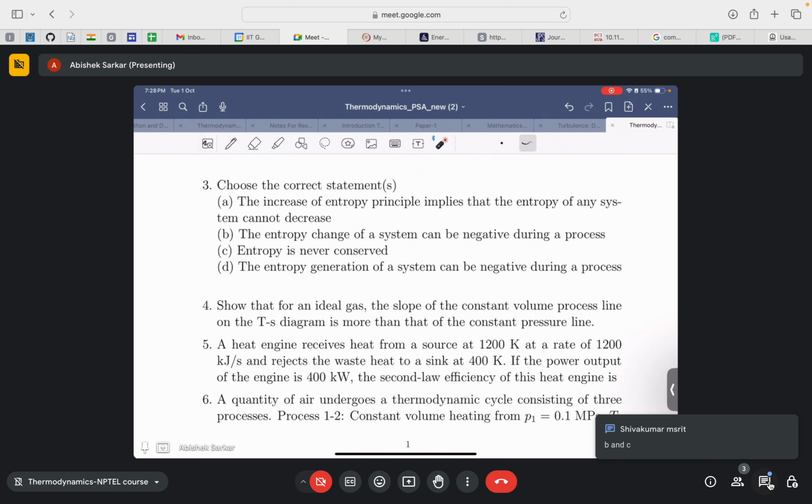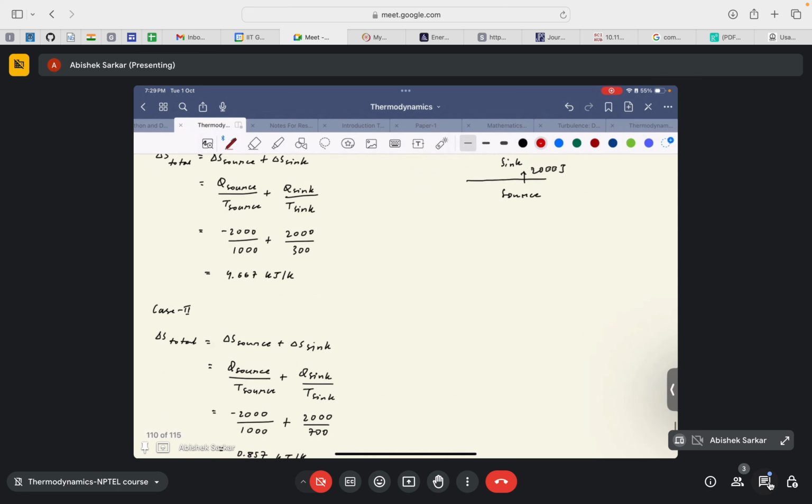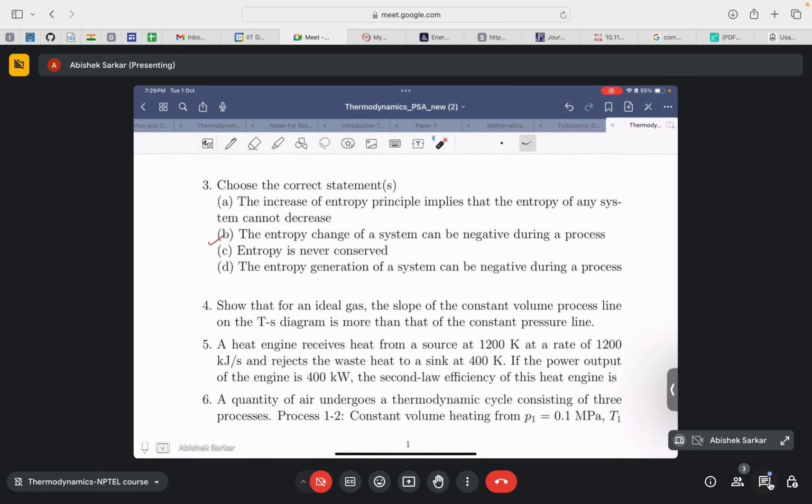B and C. Okay, so actually the correct answer is B. Why? Because the entropy change of a system can be negative, as we clearly saw in the previous solution. In this case, if we consider the entropy change for the source, it is some negative value, right? It will be -2. This is -2 for the case of the source, right? So entropy change can be negative for a system.